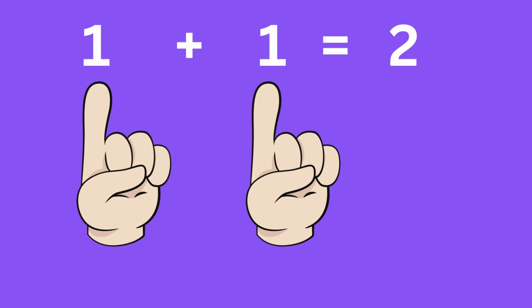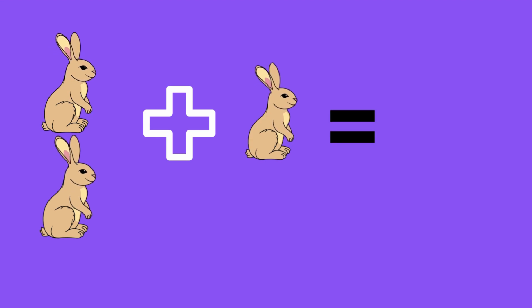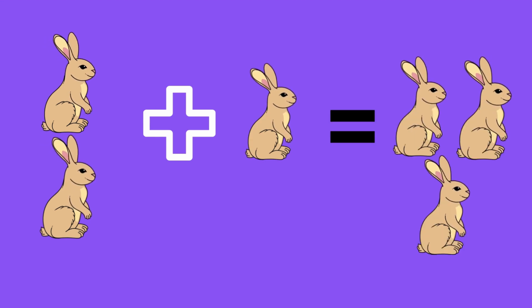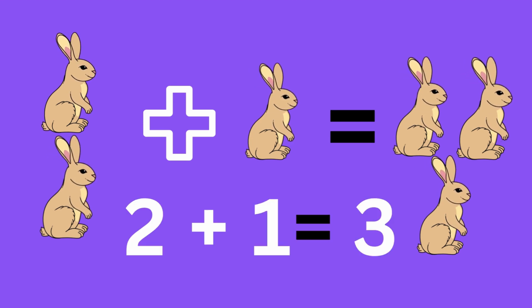Let's go back to the farm. Now we have two rabbits. Let's add another rabbit. Two rabbits plus one rabbit equals three rabbits. This means 2 plus 1 equals 3.